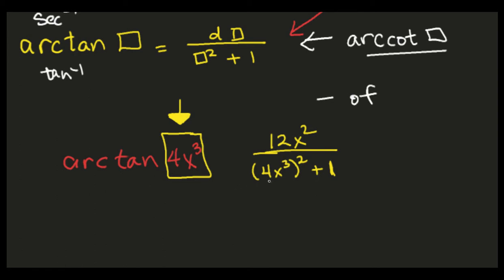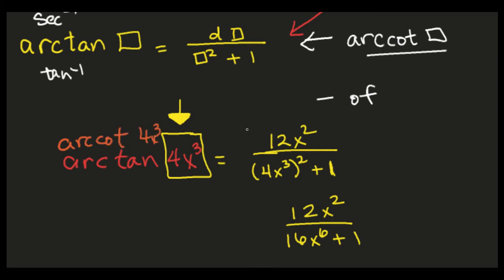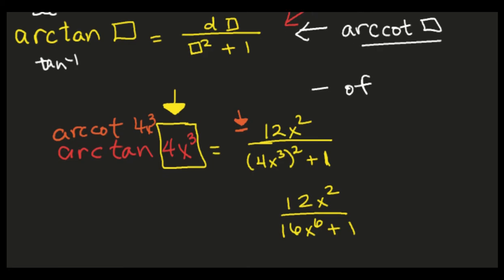All right. So when you square this, what do you get, Johnny? Good. Do you have any questions about that? Okay. If it was arc cotangent, the only difference is that there would be a negative sign. So if it was arc cotan of 4x cubed, the only difference is this negative sign. Do you understand that? Everything else would be the same. All right, let's try another one.